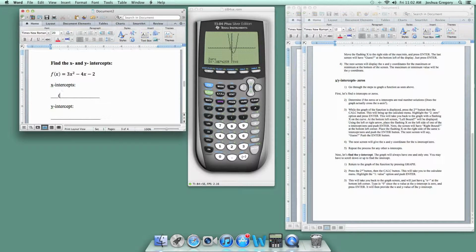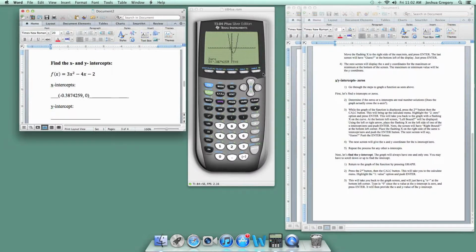So we'll do parentheses, negative 0.38742599. I'm just going to put them all in. You guys can round. And 0. And then close your parentheses. So that's 1 point. So we got to find our other one.